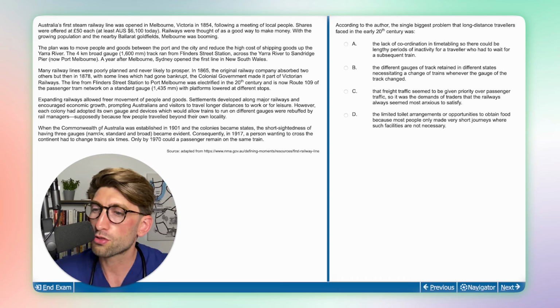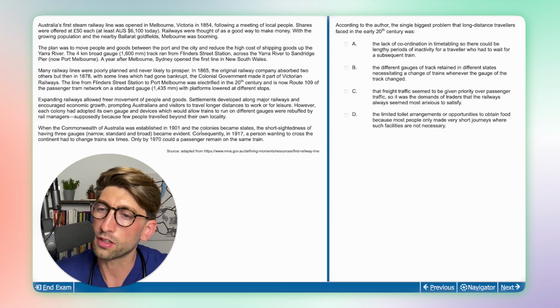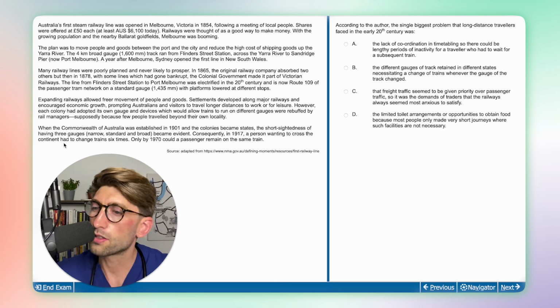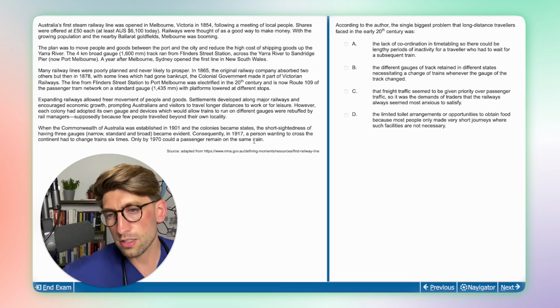When the Commonwealth of Australia was established in 1901 and the colonies became states, the short-sightedness of having three gauges, narrow, standard and broad, became evident. Consequently, in 1917, a person wanting to cross the continent had to change trains six times. Only by 1970 could a passenger remain on the same train. Okay, I think this is going to give us what we want.